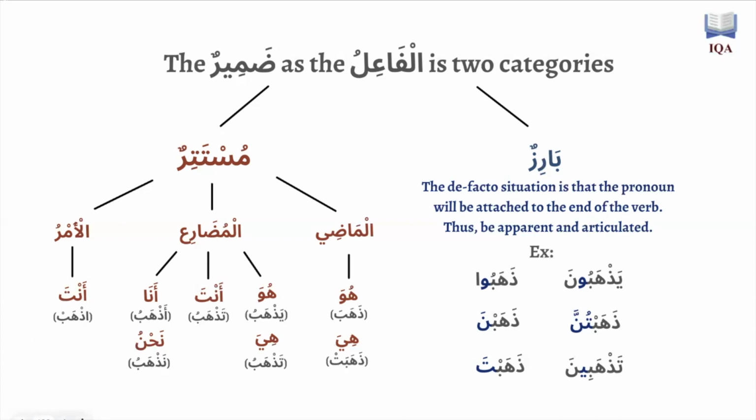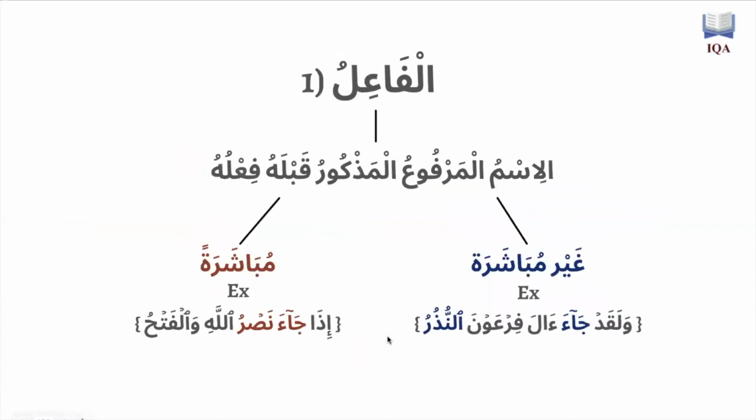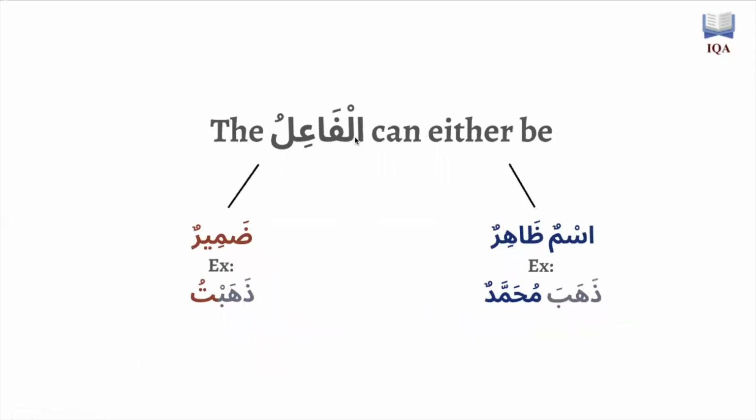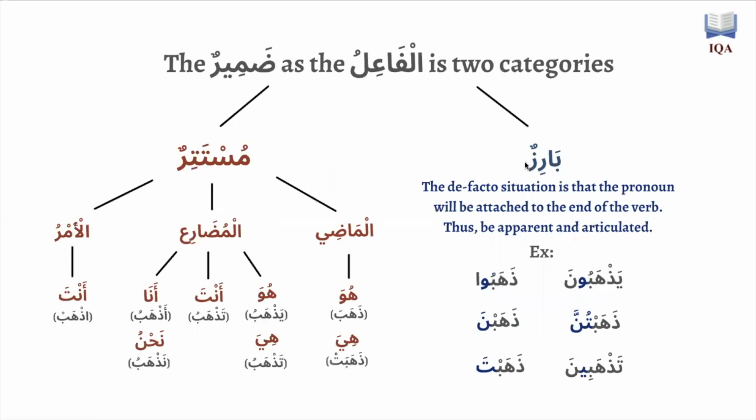So the most important thing to remember is that the fa'il is the ism that's marfu', mentioned before it is its verb. Sometimes its verb will be mentioned directly before it, ja'a nasrullah. Sometimes it will be mentioned a bit afterwards. The fa'il itself can sometimes be ism al-zahir, which is usually the case, and sometimes it can be a ضمير, a pronoun. Sometimes that pronoun will be mustatirun, hidden, and sometimes it's going to be bariz. I hope this was clear.